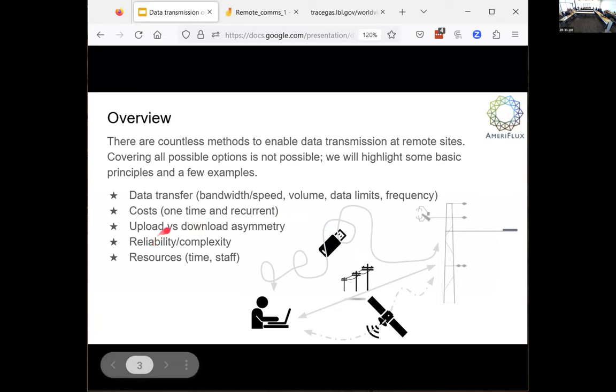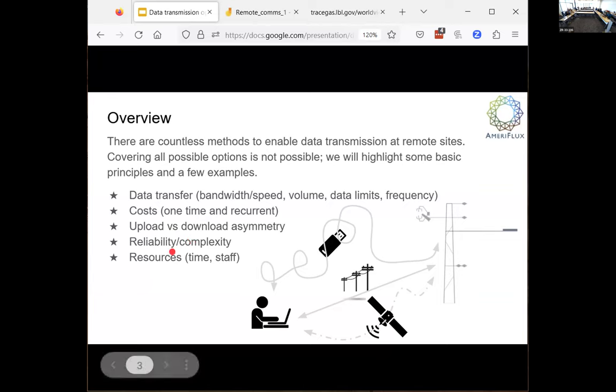The reality of how most of us interact with the internet is that we're consuming data, downloading and streaming. A lot of these networks are meant for that one-way transport, but at our Flux sites, we're doing the opposite. Our towers are collecting the information, and we want that information back to the cloud or to our desks. So there's typically a very asymmetric balance in terms of upload and download speed, which is something to think about. We're trying to upload information, and there can be an order of magnitude difference between download and upload.